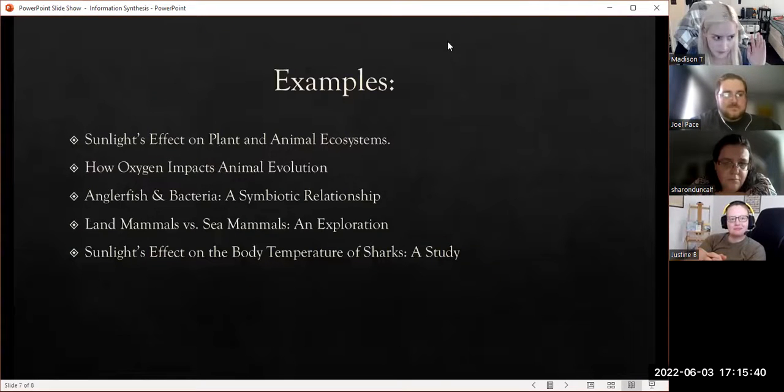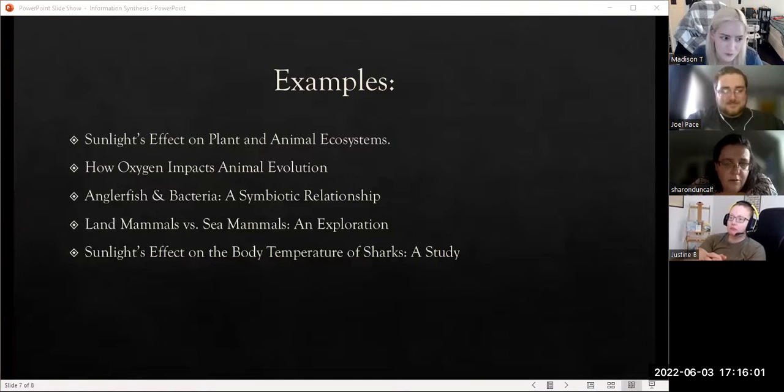Oh, there we go. Sunlight's effect on plant and animal ecosystems, how oxygen impacts animal evolution, anglerfish and bacteria, a symbiotic relationship, land mammals versus sea mammals, an exploration, or sunlight's effect on the body temperature of sharks, a study. So this is just to exemplify the fact that the same people can read the same exact sources and come up with completely different ideas depending on their backgrounds and interests and whatever they want to do with that information.